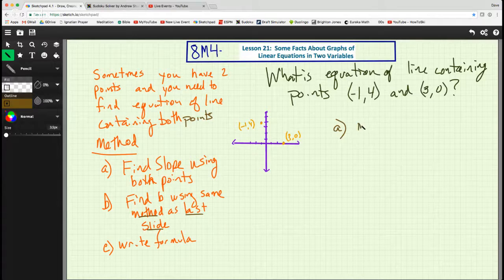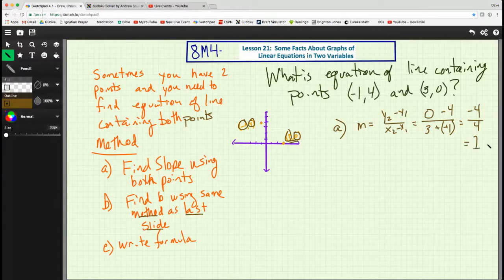So our slope formula is m equals y2 minus y1 over x2 minus x1. And in this case, I'll use this for point number 2. So 0, that's our y, minus 4 over 3 minus -1. That's equal to -4 over 4 or -1. Oh, this is nice. Our slope is -1. Okay, so m equals -1.